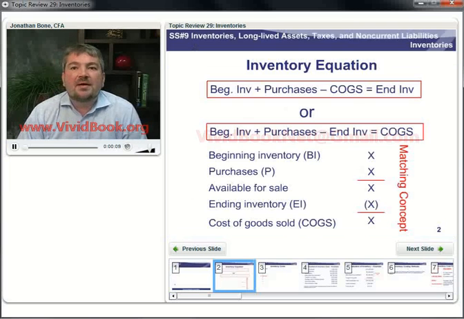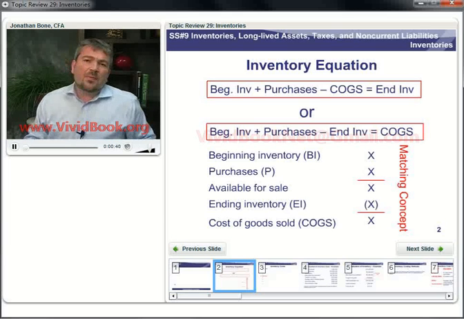Okay, so if we were looking at a basic company, a merchandising company that simply bought in goods and sold them, then our inventory equation would be beginning inventories plus purchases, being the available for sale goods, minus cost of goods sold, representing the goods we've actually sold, equals our ending inventory. Or as we see it in the income statement, beginning inventory plus purchases, the available for sale, subtract what we haven't yet sold, the ending inventory, and that gives us our cost of goods sold.